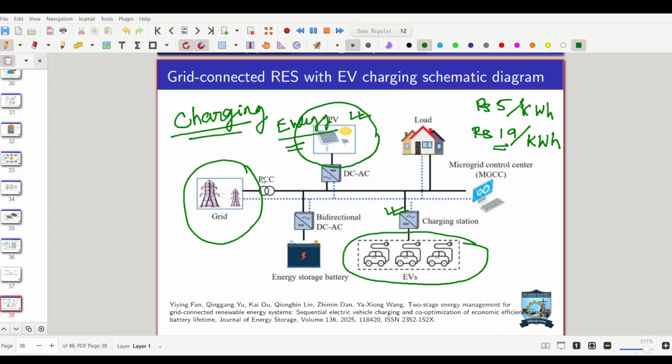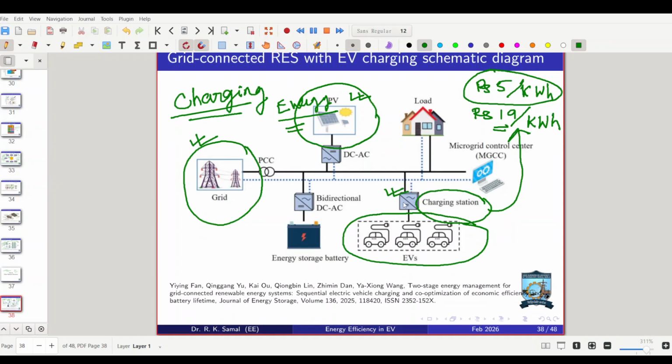In fact, in many of the northern states, the problem is with grid availability. You are charging and midway the power goes off and it doesn't come back for the next 1 to 2 hours. So that is a problem. And if we consider a charging station where the cost is 4 times higher than what we see at home, then such charging stations do not have any meaning. People are not going to go to charging stations just because they want to charge. They can simply charge at home.